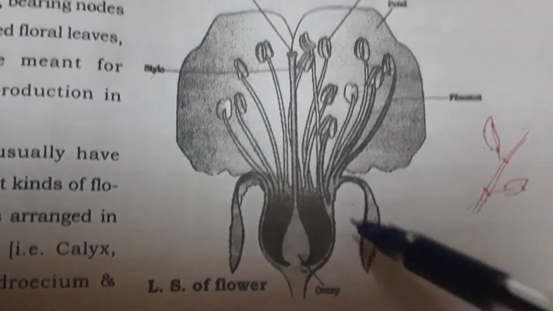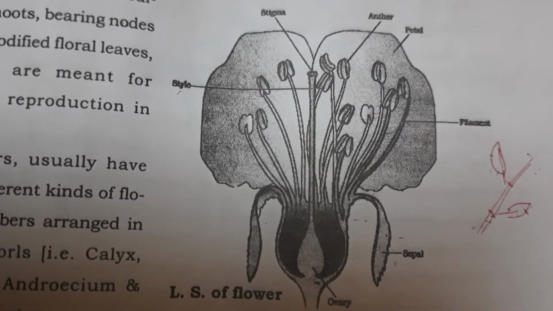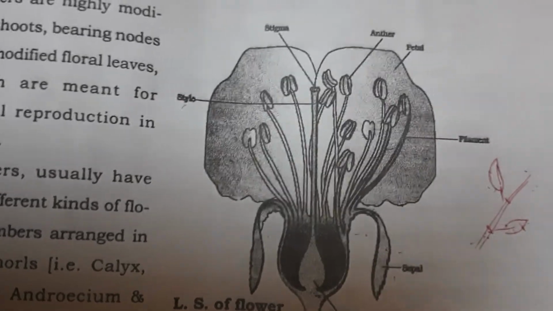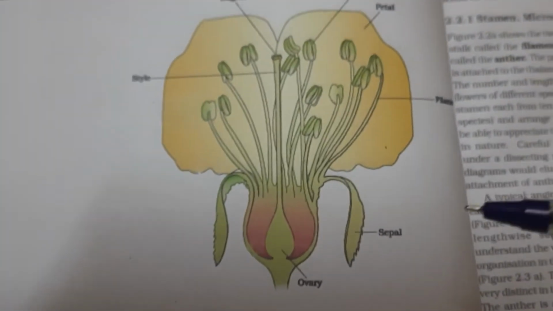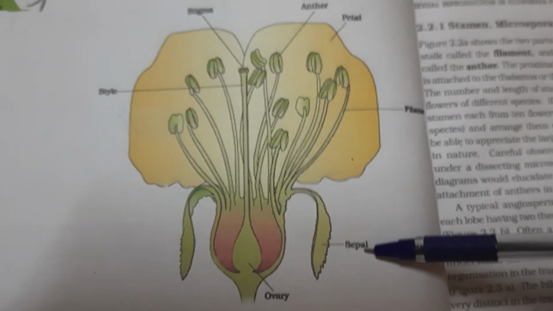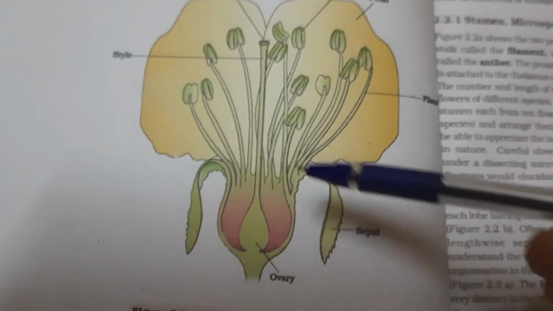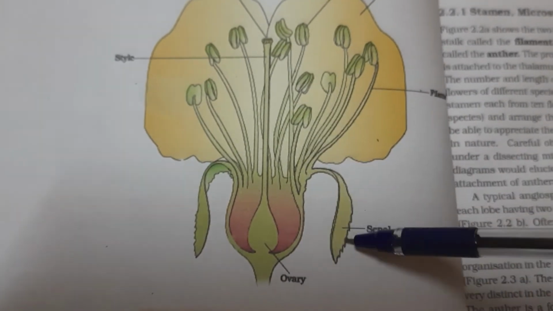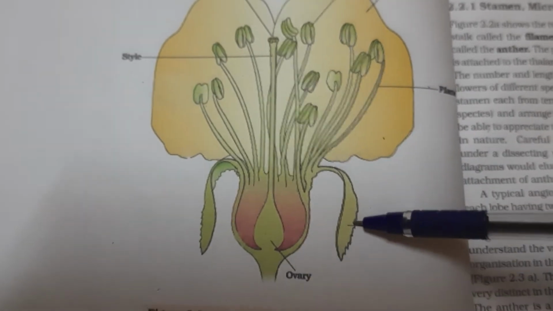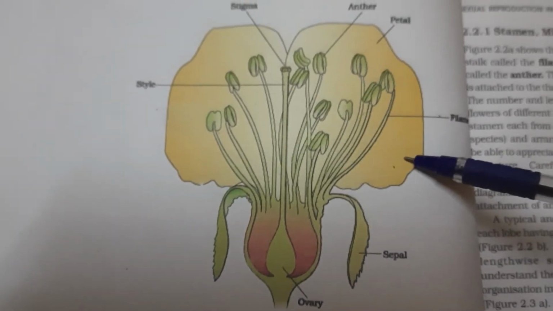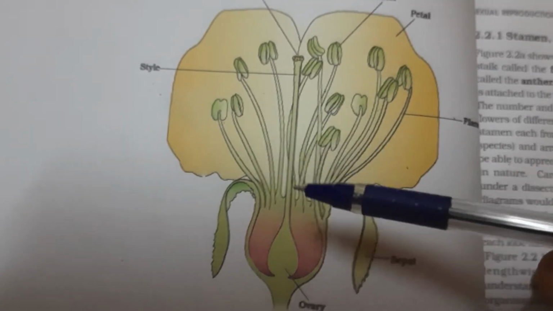Here this is the LS of the flower, that is, the longitudinal section of the flower. Listen here. This is calyx, corolla, androecium and the gynoecium. This is the first organ, this is the second organ and this one is the third organ. This gynoecium is the fourth organ of the flower.